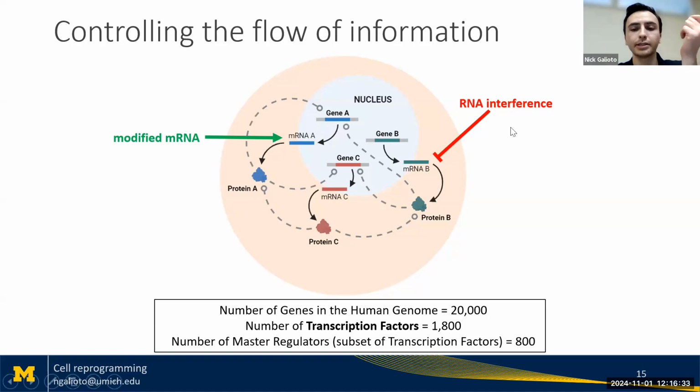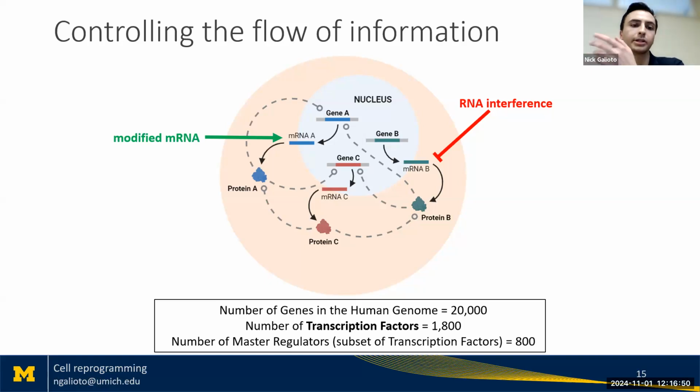The other thing we can do is suppress genes. This is known as RNA interference, where we can add in a transcription factor that will turn off a gene. And this allows us to manipulate this information network within the cell.